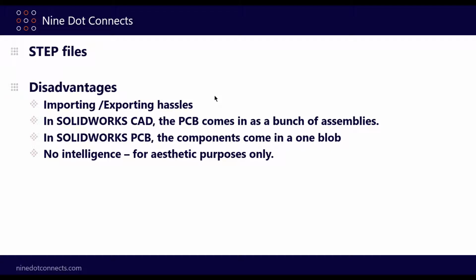There's a lot of importing and exporting hassles, so a lot of administrative work behind the scenes. In SOLIDWORKS CAD, it certainly does come in as a bunch of assemblies. And that's the biggest problem: if you're working on the mechanical side in SOLIDWORKS CAD, you have to do a lot of cleanup to make these things actually look like what they represent on the electrical side. So there's a lot of cleanup work that has to be done. And on the SOLIDWORKS PCB side, it just comes in as one blob.